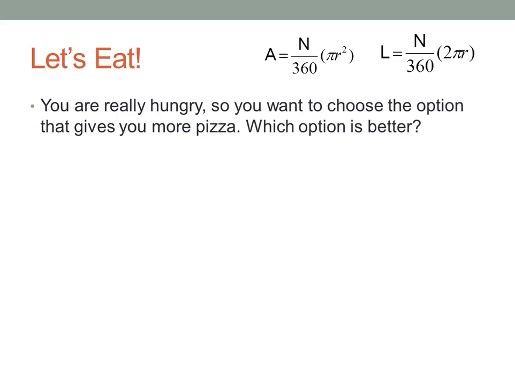All right, let's practice some more and let's eat. All right, I'm always hungry for pizza. You guys know me well enough to know that. So we want to eat. We're really hungry, so we want to choose the option that gives you more pizza. So we want to see which option is better. And if we're talking about what we're going to eat, we're going to be using the area of a sector.